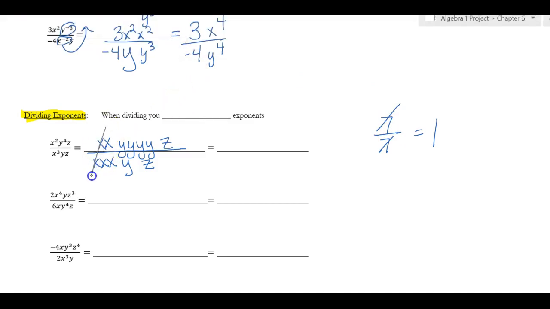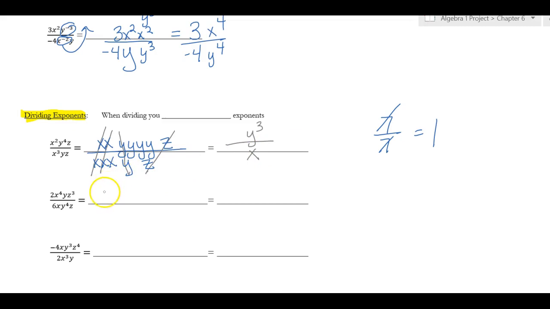So I have that pair of x's, so that's gone. And I have that pair of x's, so that's gone. I have a pair of y's, so that's gone. And a pair of z's, so that's gone. So what's left over on the top is 3 y's, and that's it. An x is on the bottom.